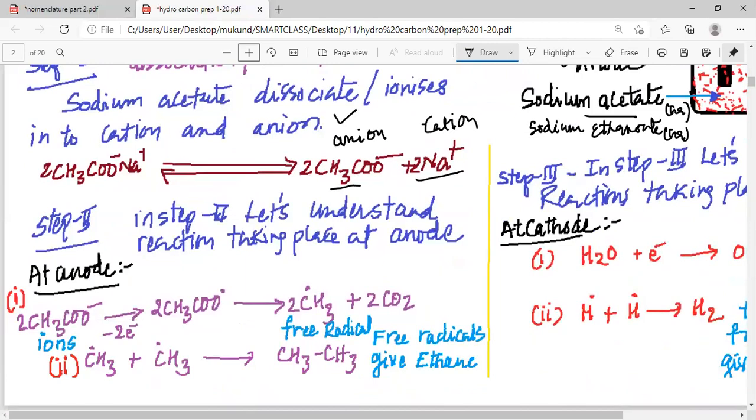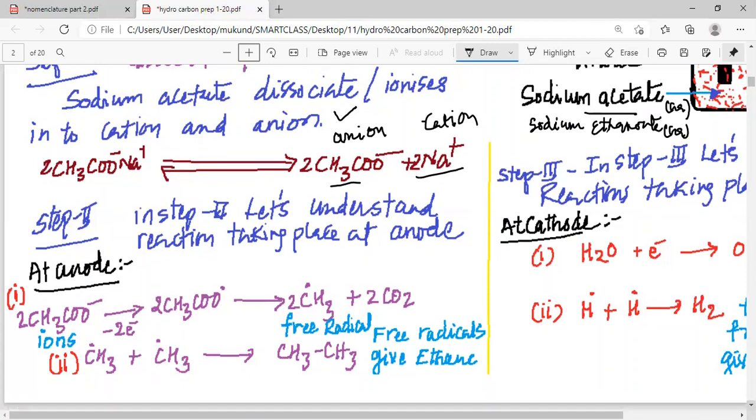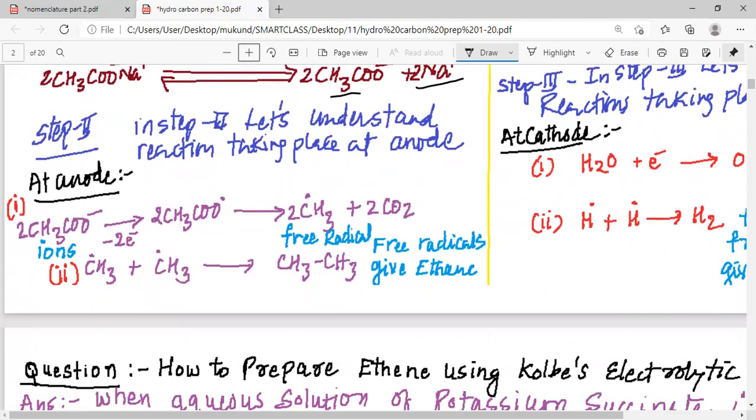Then, my dear students, in step 2, let's understand the reaction taking place at anode. So let us see what happens at anode. These anions are attracted towards anode. So this anion CH3COO minus loses its electron, because we have 2 anions, so it loses 2 electrons, and we get a free radical. This free radical loses carbon dioxide gas, which goes out as a gas, and we have the methyl free radical produced here.